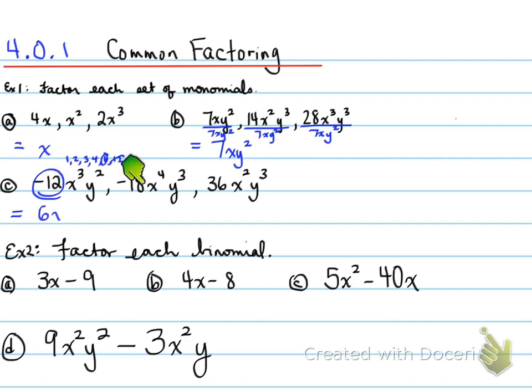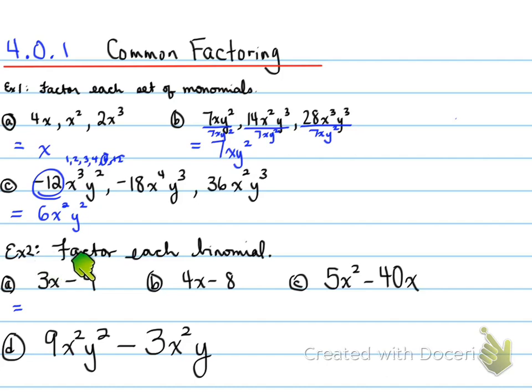Now, let's look at the x's. For the x's, we can take out an x squared. And for the y's, we can take out a y squared. So our common factor is going to be 6x squared y squared. Let's try example number 2. It'll make more sense once we apply this knowledge into practical questions.